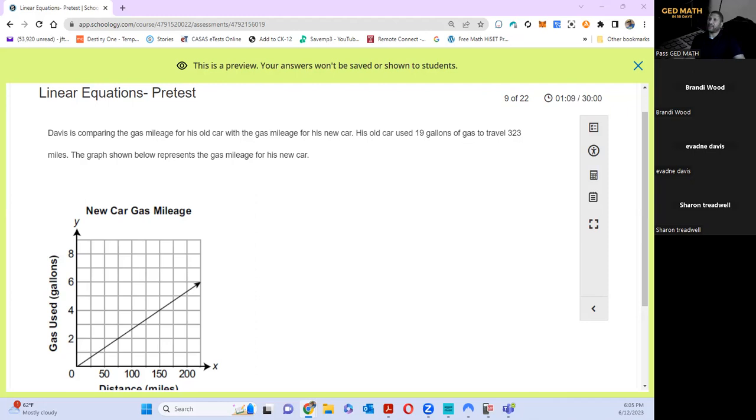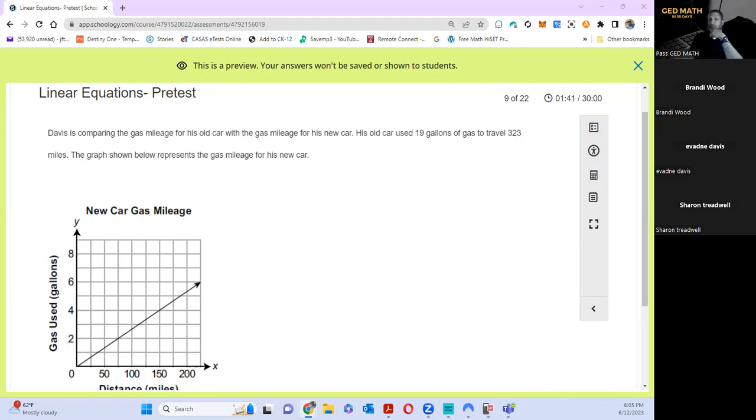old car and the gas mileage for his new car. His old car uses 19 gallons of gas to travel 323 miles. The graph shown below represents the gas mileage of his new car. Most people, this is why I put this problem on here, because I want to give you a headache. I want a difficult problem that gives you issues, so when you get to it on a real exam, you don't get frustrated. You say, oh, I remember I had a problem like this. It's not that bad.